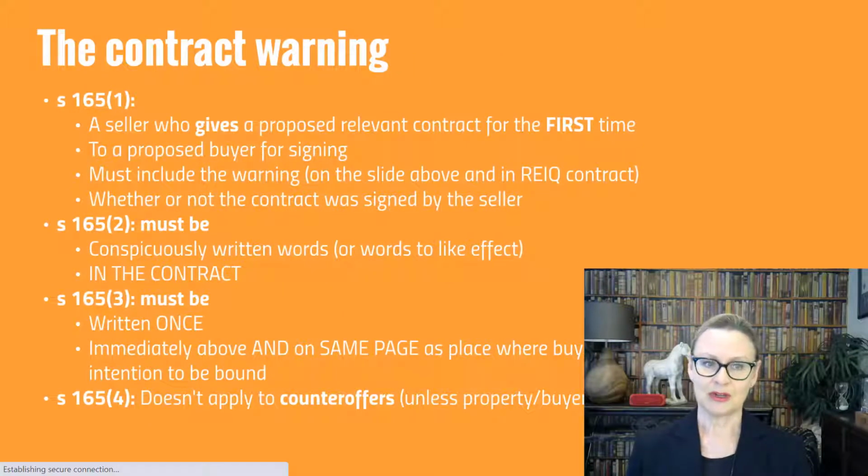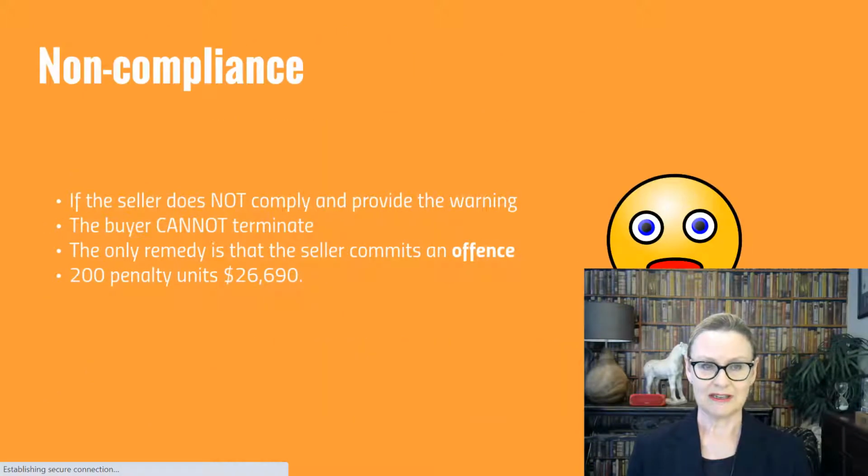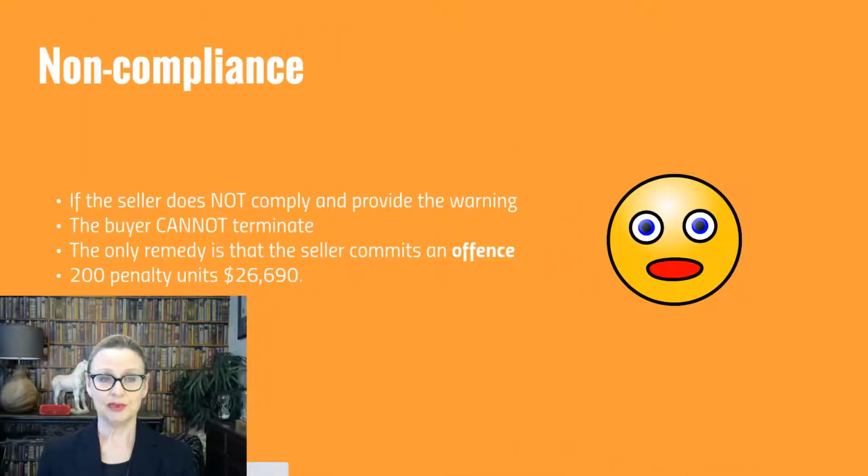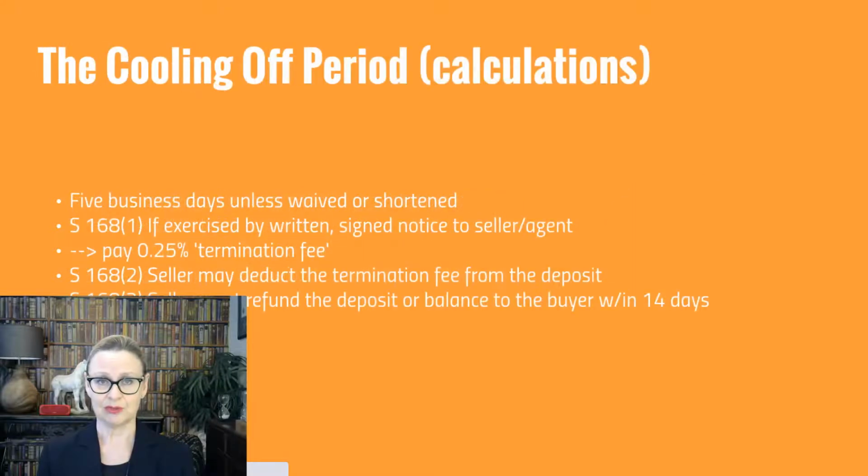So we know what the contract warning says. We've had a little look at it in the REIQ contract. What happens if you don't comply? Well, the buyer can't terminate, unfortunately for them, but the seller may well cop a fairly sizable fine of anywhere up to $26,500. So fairly good incentive to comply there.